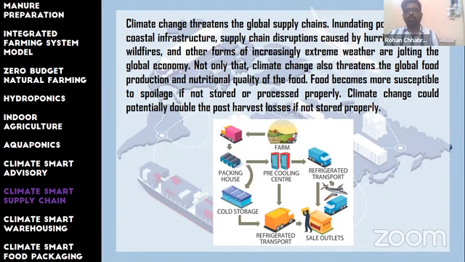Climate change threatens the global supply chains, the ports, the coastal infrastructure. The supply chain disruption caused by hurricanes, floods, wildfires, and other forms of increasingly extreme weather is jolting the global economy. Not only that, climate change also threatens global food production and the nutritional quality of food, which is a big concern. Food becomes more susceptible to spoilage if not stored or processed properly, and climate change could potentially double the post harvest losses if not stored properly. Hence, it is important that we create a climate smart supply chain to ensure that the global food supply chain does not get affected.